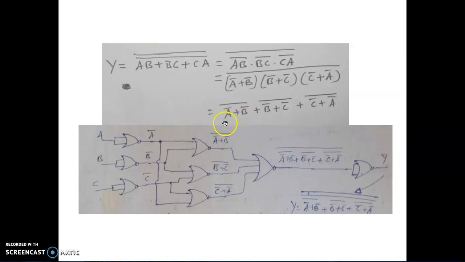here. First, generate the variables like A bar, B bar, C bar. Next, generate the individual components like A bar plus B bar whole bar as shown here. Next is B bar plus C bar whole bar. The last one is C bar plus A bar whole bar. Then it is given to the next stage. This is the output of the 3 input NOR gate.